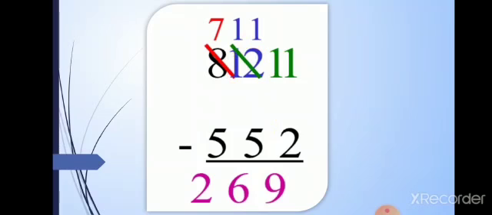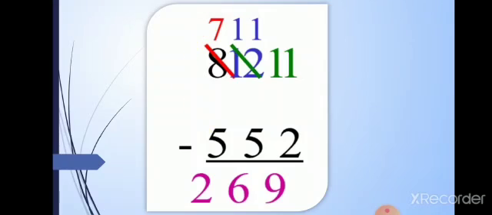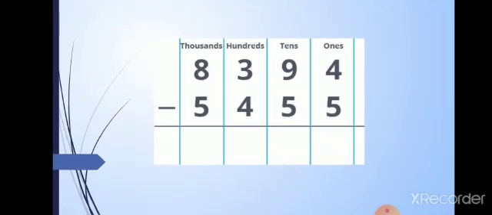This is 7 now, and subtract 5 from 7, we will get 2. Hope you understand this concept. Now complete this question. How can we do this?